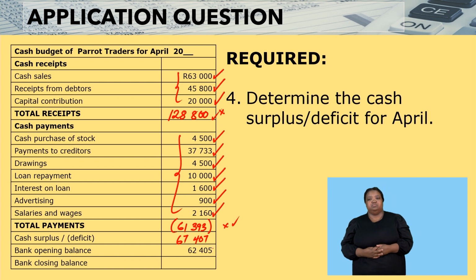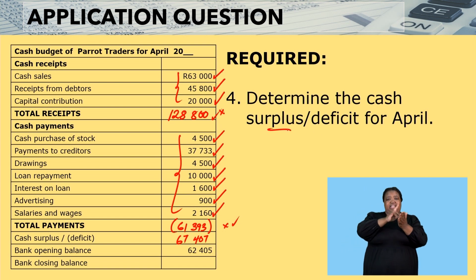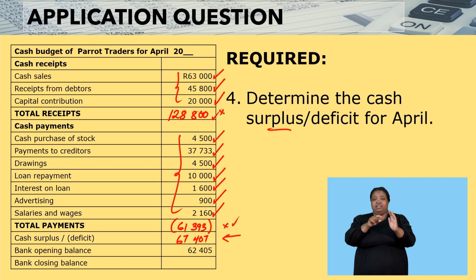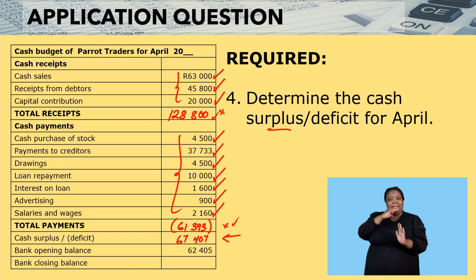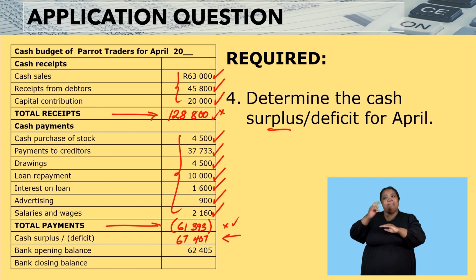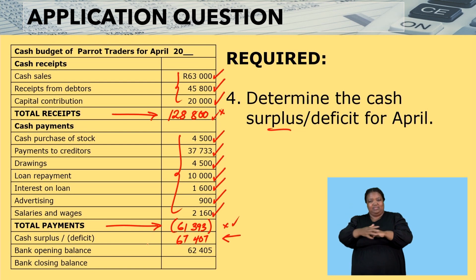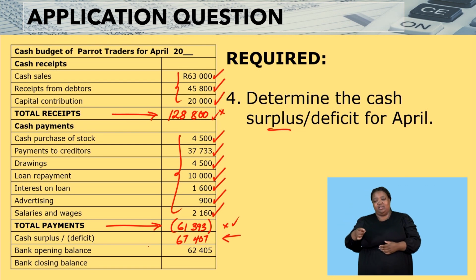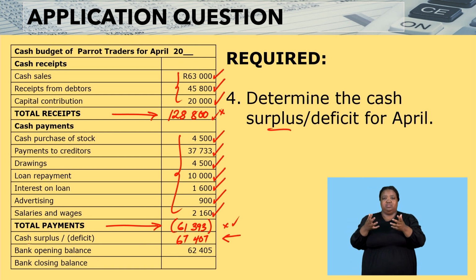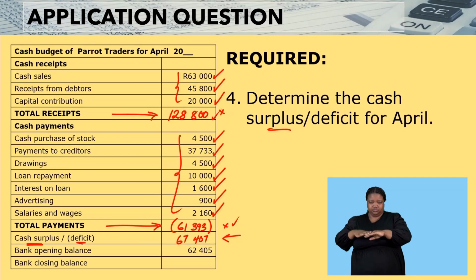67,407. That gives us the cash surplus. It is not a deficit. If this amount was negative, then it would have been a deficit. But this one is a surplus because my receipts are more than my payments. The moment your total receipts, 128,800, are more than your payments of 61,393, you have a cash surplus. But if your receipts were less than your payments, then you're going to have a deficit.